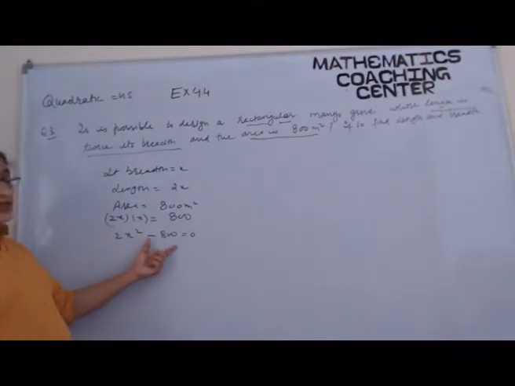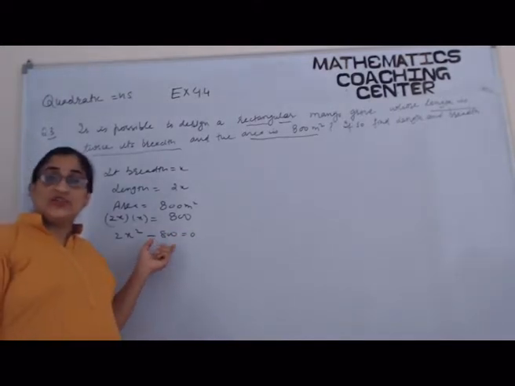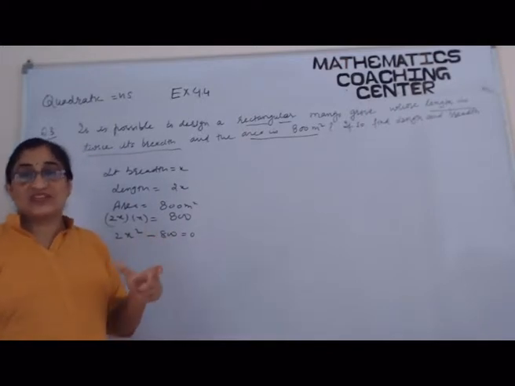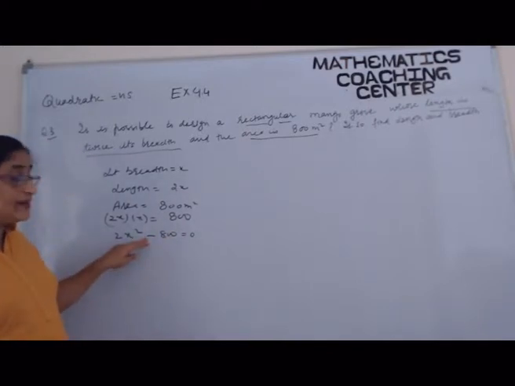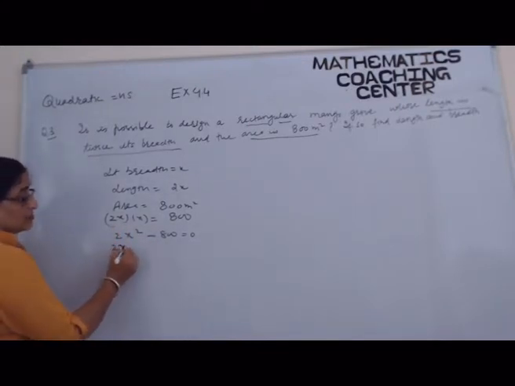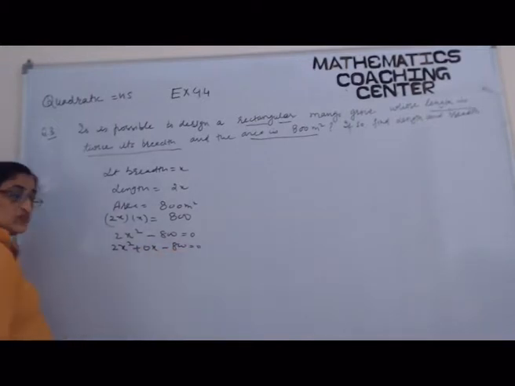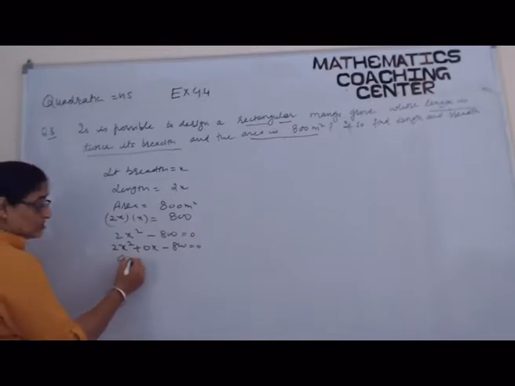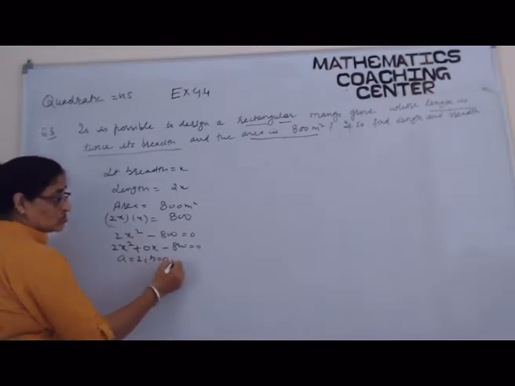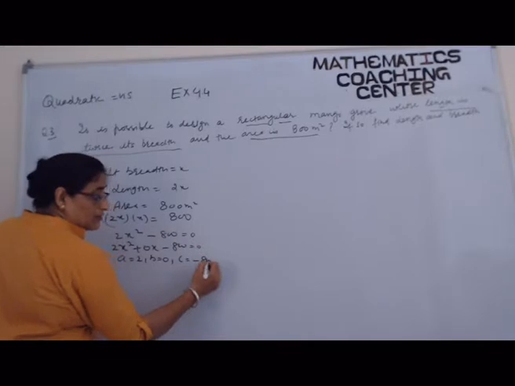Now if you compare it with the quadratic equation ax square plus bx plus c is equal to 0, you observe that bx is absent. So you can write this as 2x square plus 0x minus 800 is equal to 0. So a is equal to 2, b is equal to 0 and c is equal to minus 800.